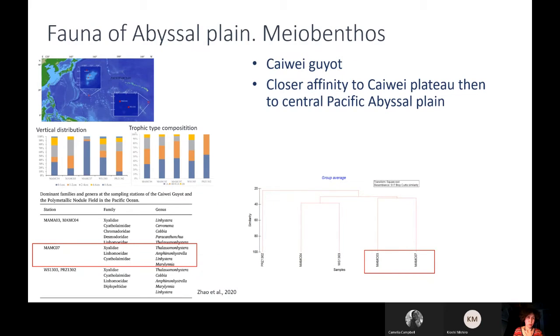For Kaiwei Guyot, there was only one sample at the base, and it was shown to be not really highly distinctive from the plateau, and it was much closer to the Kaiwei Plateau than to the Central Pacific Abyssal Plain. It's interesting.